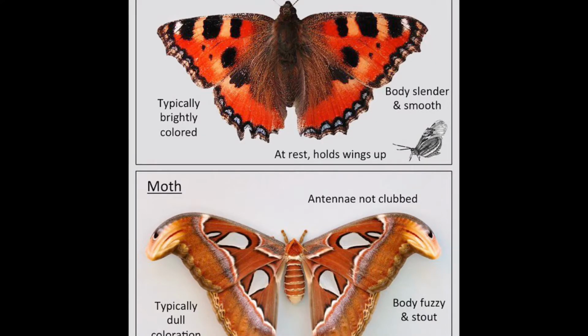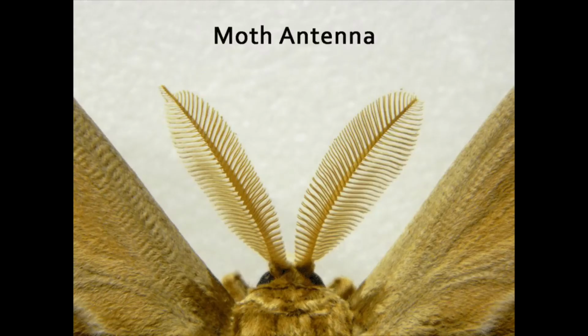Look at the antenna. Can you tell the difference? The moth's antennae are feathered. So that's one of the other big differences. Also, the butterfly's body is a lot thinner and the moth's body is thicker. So those are some of the ways you can tell the difference between a moth and a butterfly. So let's focus in on the parts of a butterfly.